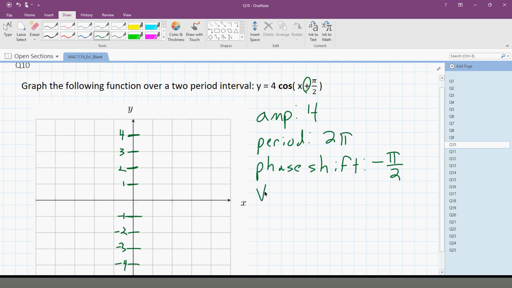And then, is there any vertical translation? I don't know why I put 2 T's. Translation would be a 0 in that one.